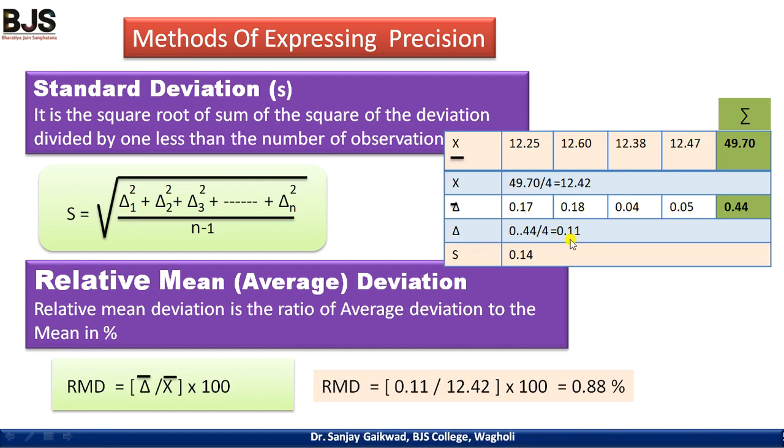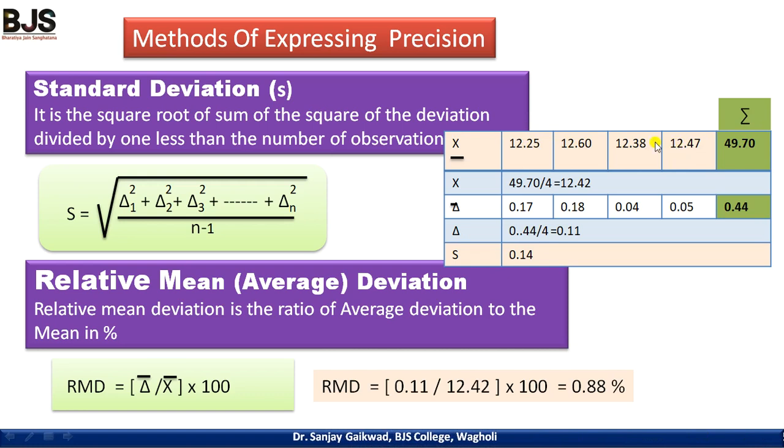This is the mean deviation, delta bar, and the standard deviation is denoted by S. From this formula we can calculate it as 0.14. Now this standard deviation is also related to the specific value, but it does not depend on how many values there are.